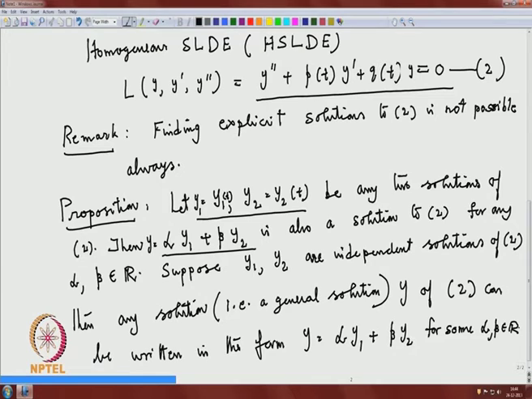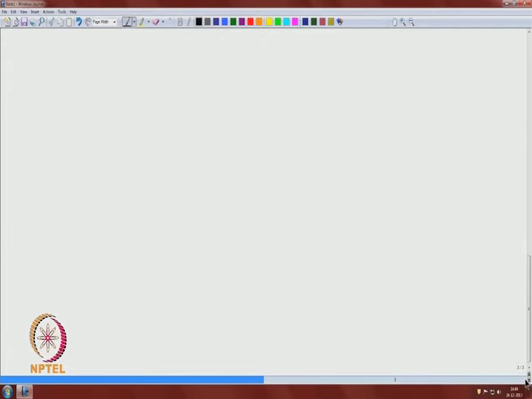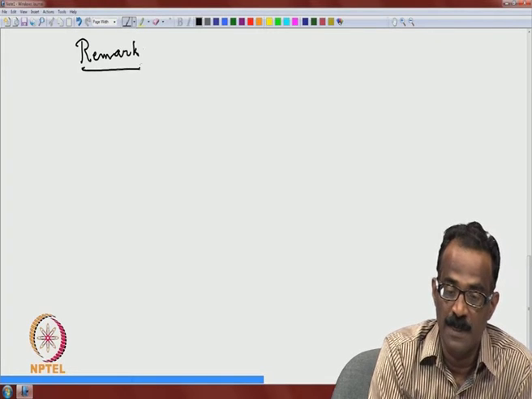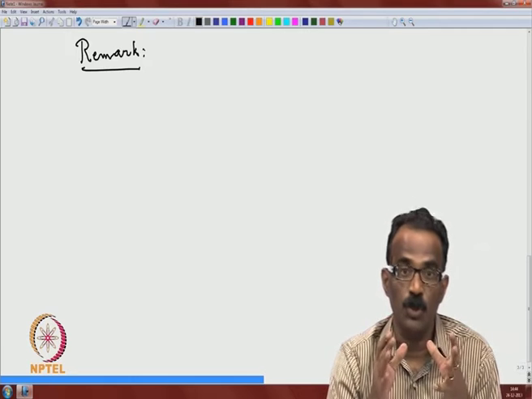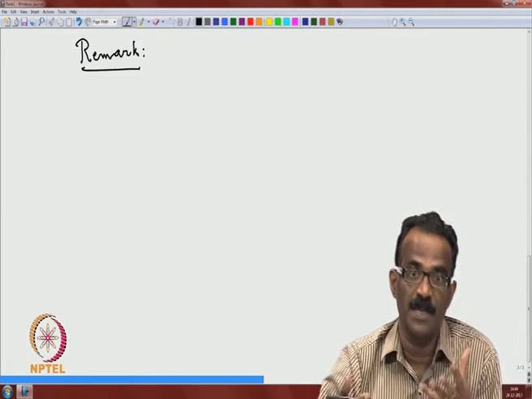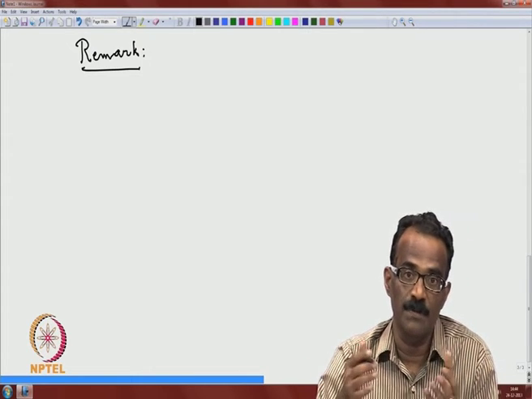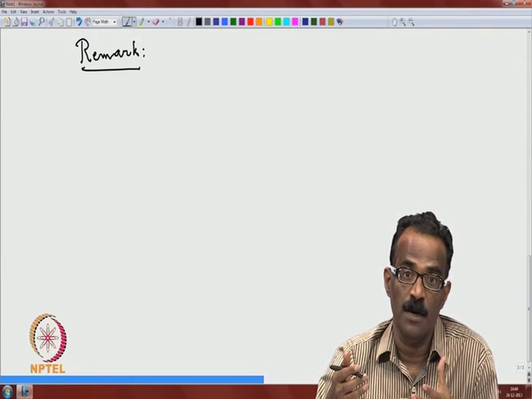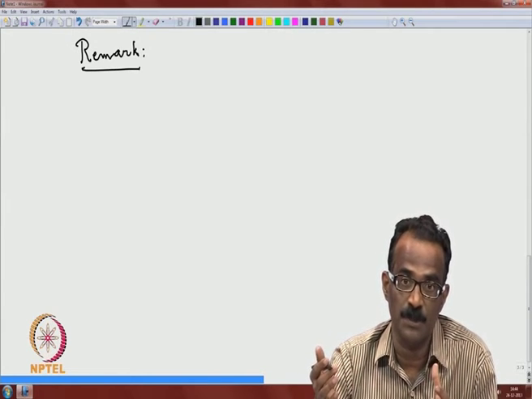So this shows that every solution y of this homogeneous equation can be written as a linear combination of two independent solutions. Let me make a remark before going to the proof. This is a very fascinating and remarkable result, in the sense that the solution set consists of twice differentiable functions, hence it will be a subset of some C2 space, the twice differentiable space.